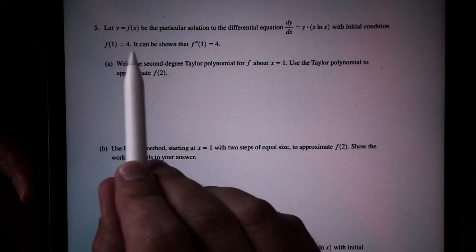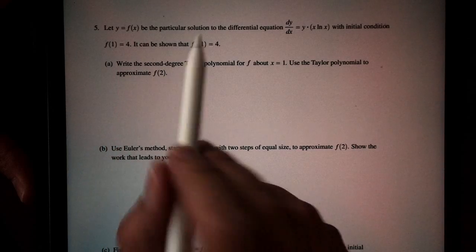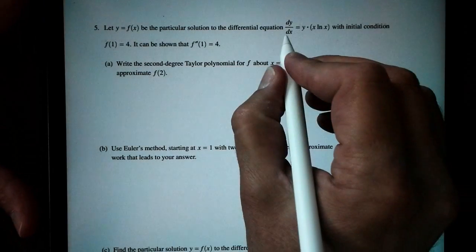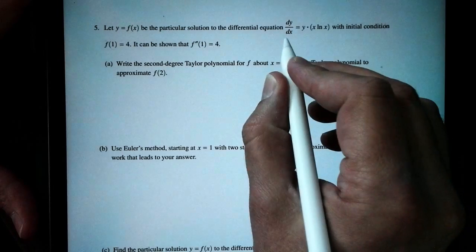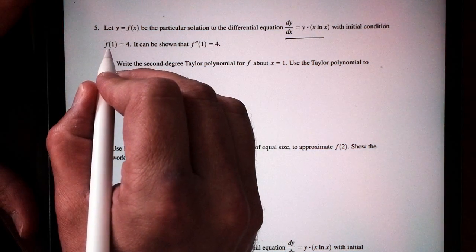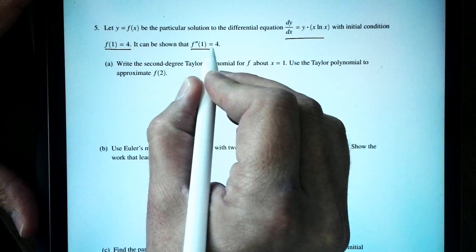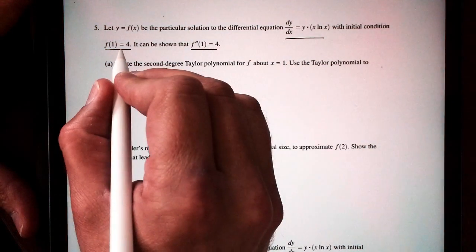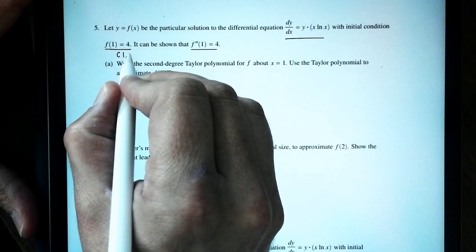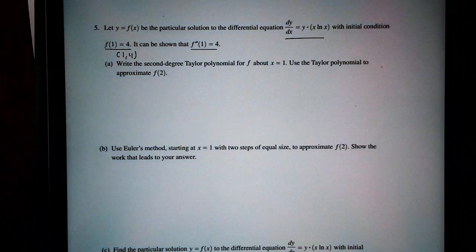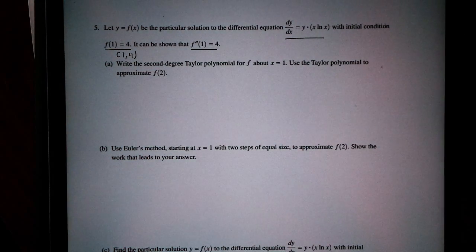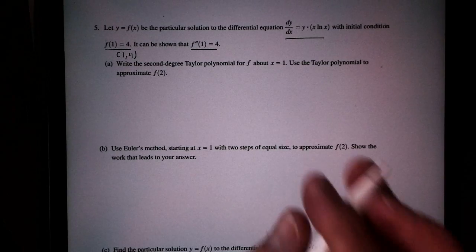It says, let y equal f of x be a particular solution to this differential equation. And they give us the initial condition (1, 4), and it can be shown that the second derivative is also 4 at x equals 1. Now they give me this initial point here, (1, 4), and let's see what they're going to ask us about this. They say, write the second degree Taylor polynomial.